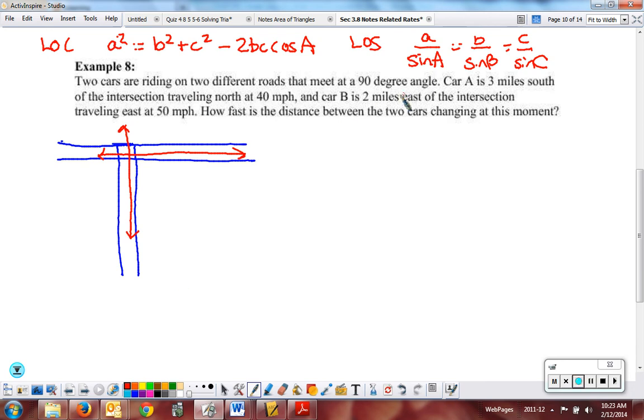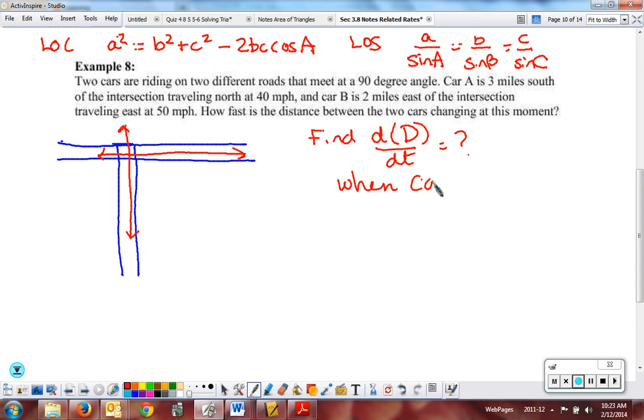How do I know I have a triangle anyway? What else in the problem is going to tell me? What am I looking to find? The distance between. I'm trying to find how fast the distance between them is changing. So I want to find the derivative of the distance with respect to time. But then I also would say, don't we have to have some moment in time when we are interested in this? When am I interested in this? What's my moment, my instant?